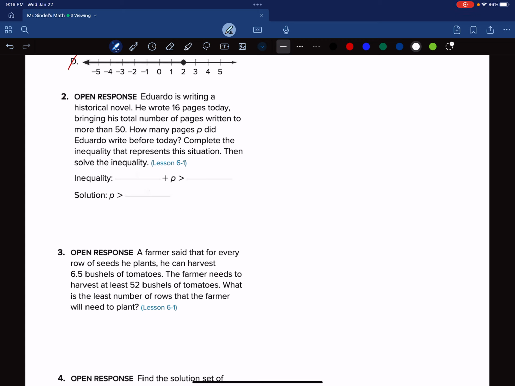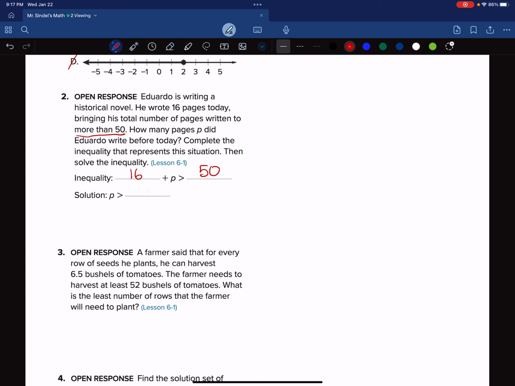All right. So from here, I know that he is more than 50. So the keywords that I'm looking at are more than 50. Right here, I see more than, guess what number goes right there? 50. More than 50. So the pages that he wrote, 16 pages today. So it's 16 more pages. So pages plus 16 makes more sense to write in this scenario.